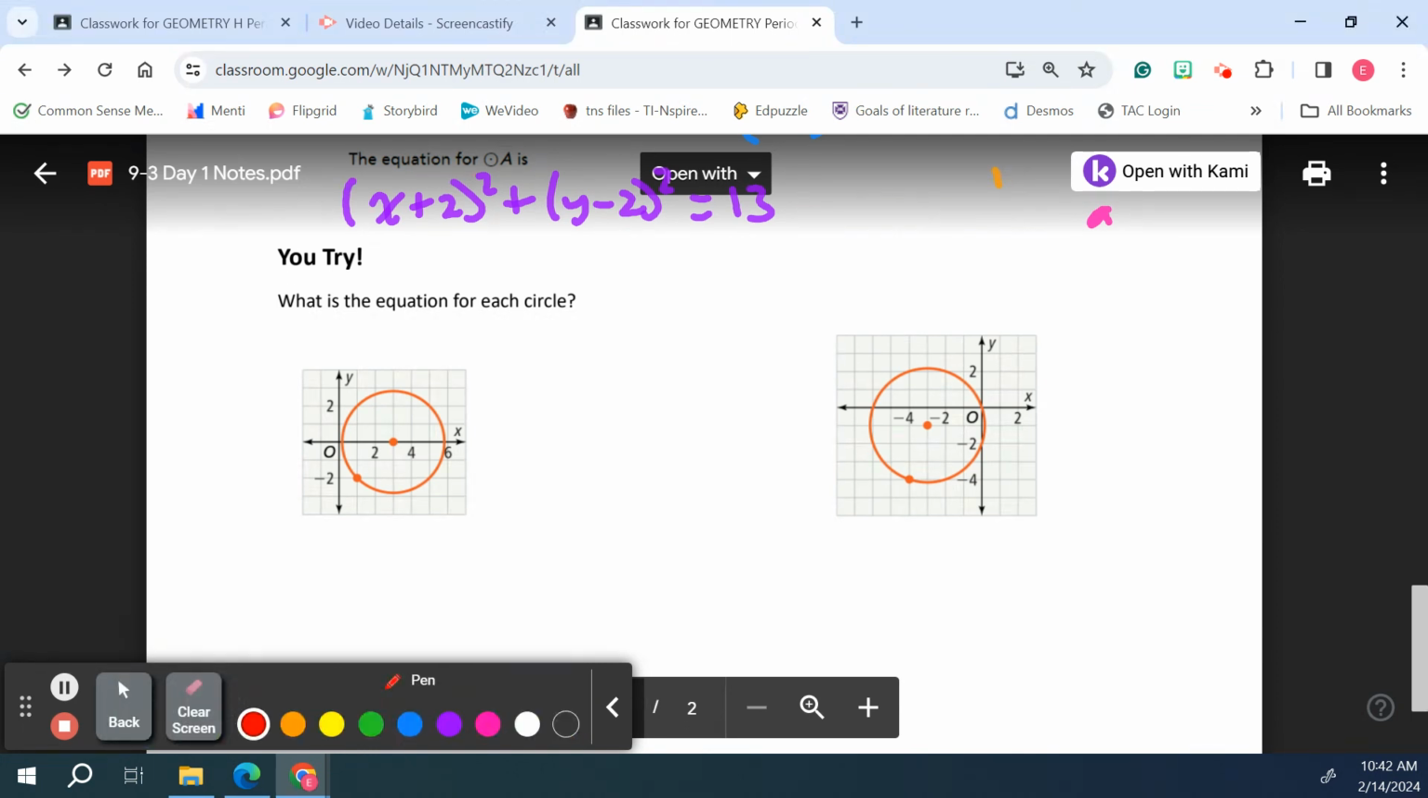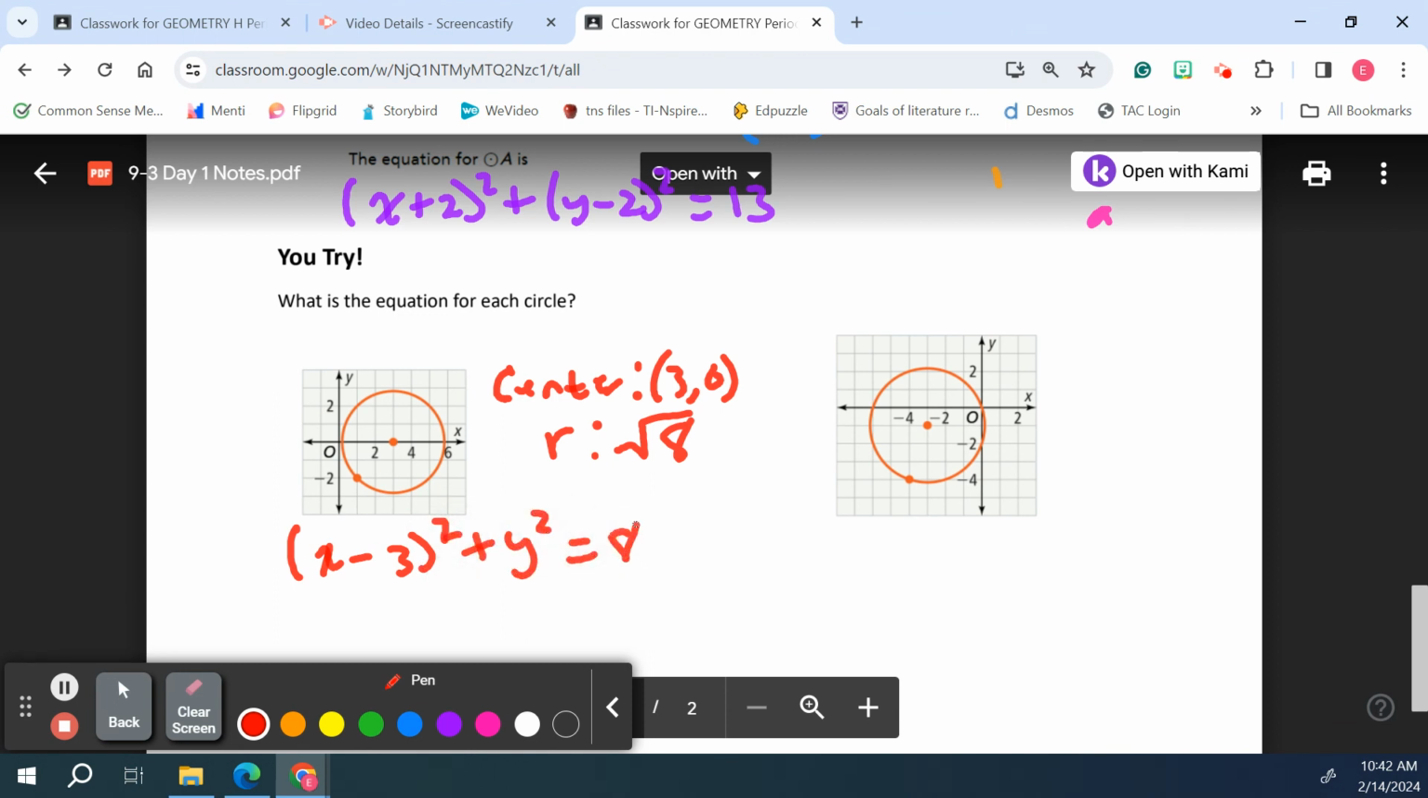So in this case, the center is 3, 0. The radius was square root of 8. And therefore the equation would be x minus 3 squared plus y squared equals 8. If you did y minus 0, it's fine. It means the same thing.